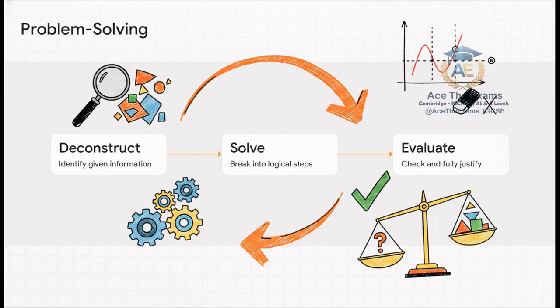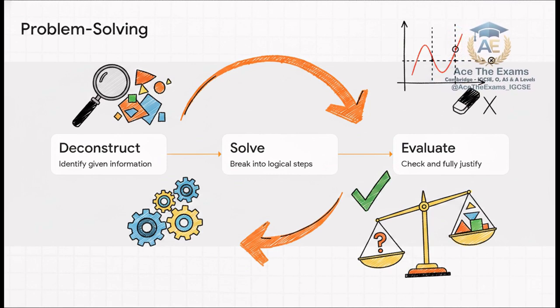Now for our final challenge, speed writing. You have to deconstruct, solve, and evaluate. If you've stated a function has an inverse, but your working clearly shows a turning point within the given domain, your evaluation step should trigger an immediate correction before the examiner ever sees it. Make sure every single conclusion is rigorously justified.